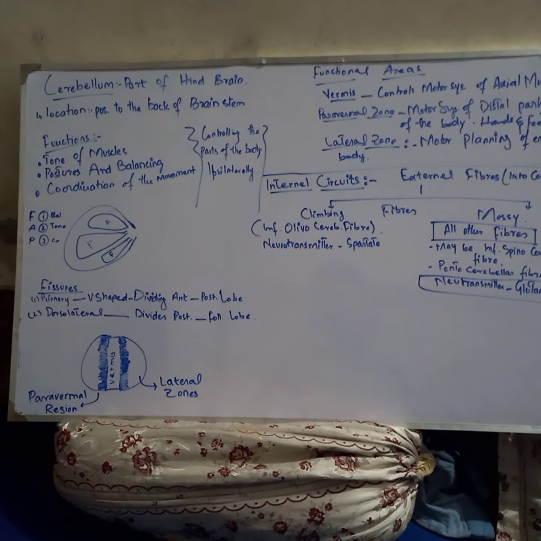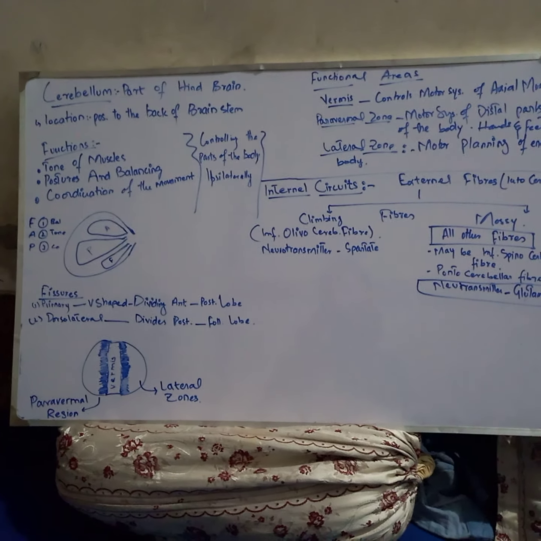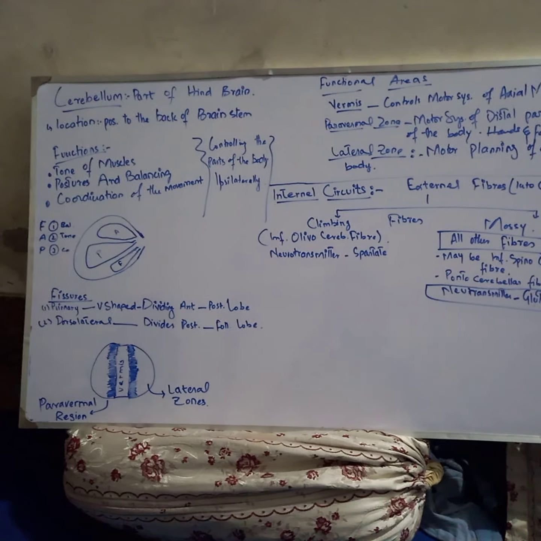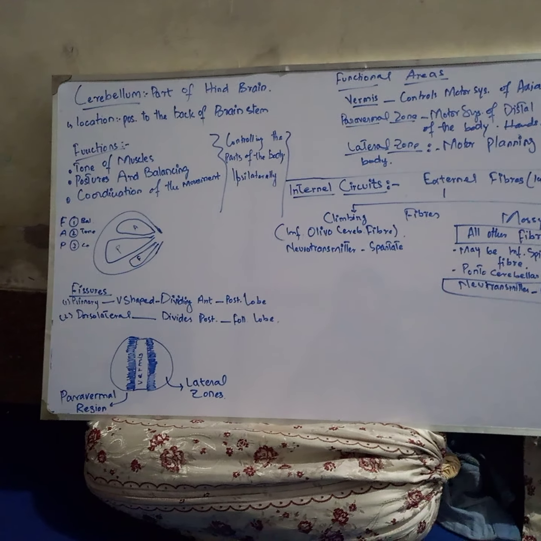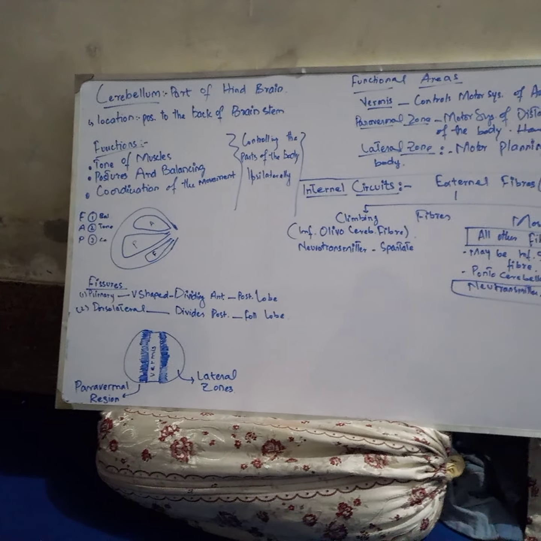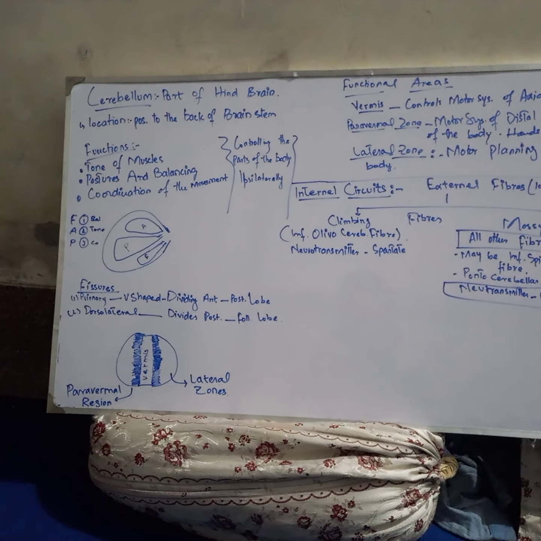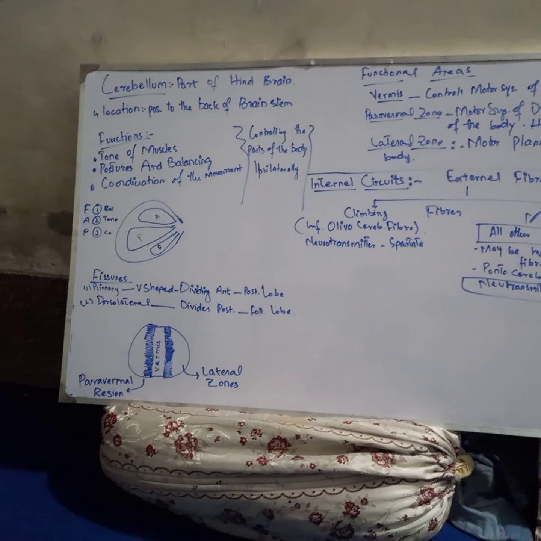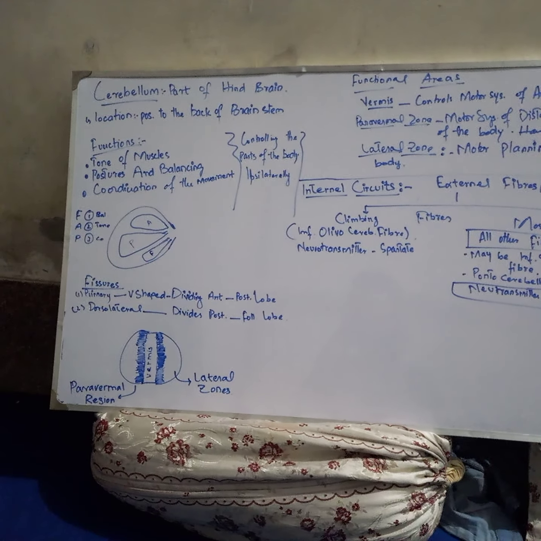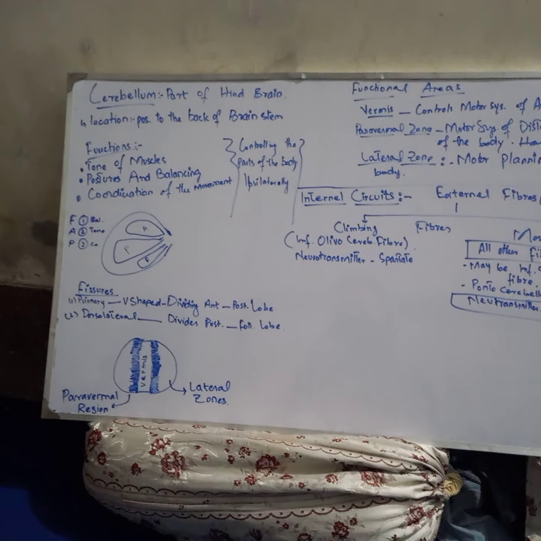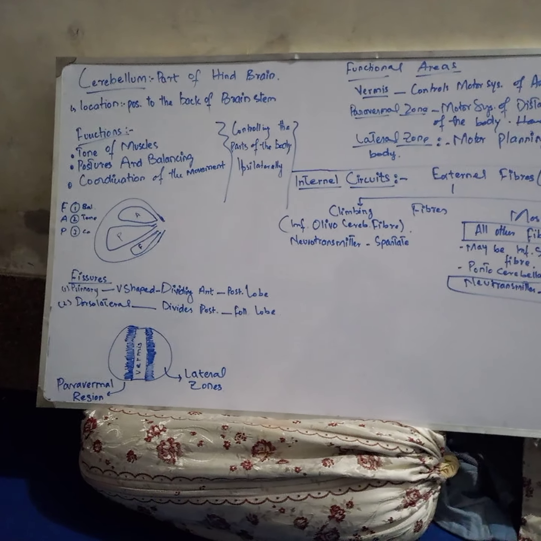Of course, there are three main parts of the cerebellum. The anterior, which you can see here, I have made a very rough diagram, and the second portion is posterior, and the third one is the folliculonodular lobe of the cerebellum.